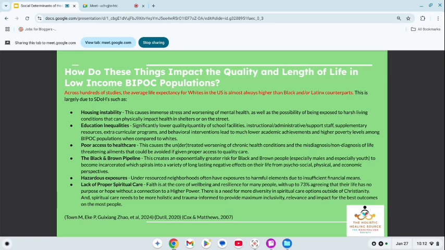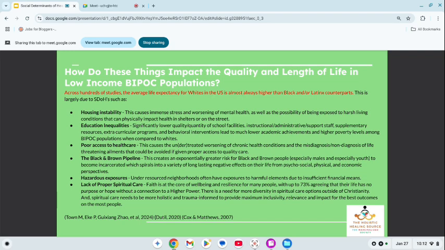Education inequalities, significantly lower quality or quantity of school facilities, instructional, administrative, and support staff, supplementary resources, extracurricular programs, and behavioral interventions lead to much lower academic achievements and higher levels of poverty among BIPOC populations when compared to whites.